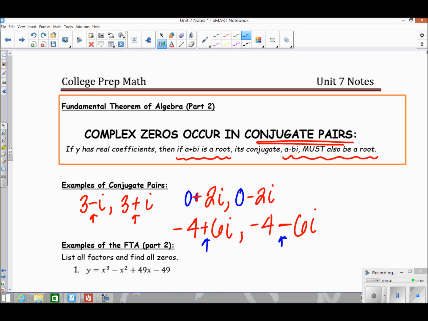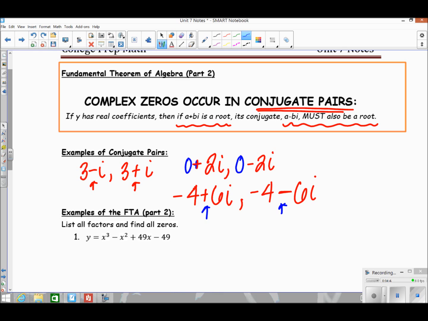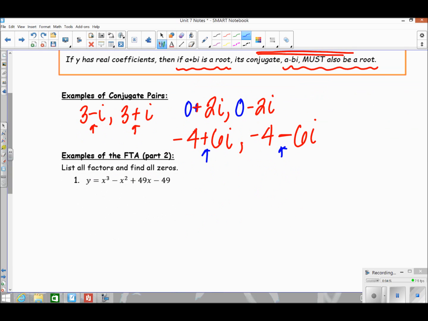It's just the middle. So let's look at how this theorem kind of applies. We're going to look at 2 ways that we can use this theorem. This first set of examples is really just showing you that whenever we do have a complex number in one of the solutions, then its conjugate is also a solution. So let's look at this first example. The first example says to list all factors and find all zeros. Remember, zeros just means the solutions when the equation equals 0. So that means I'm going to set this equation equal to 0.